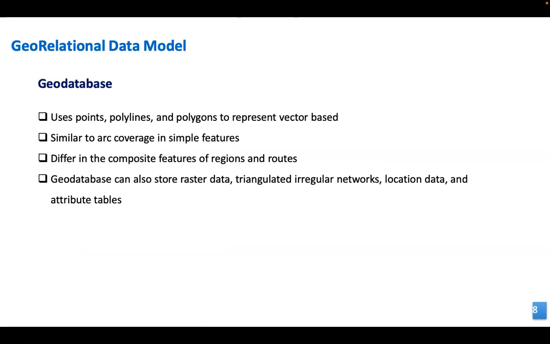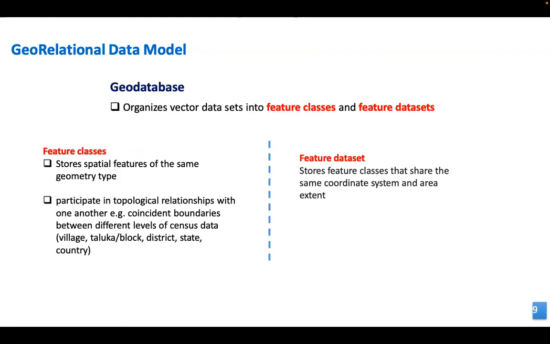The geodatabase uses point, polyline and polygon to represent vector data, similar to an ArcInfo coverage in a simple feature, and differs in the composite features of region and route. The geodatabase can also store raster data, triangulated irregular networks, locational data, and attribute tables. The geodatabase organizes vector datasets into feature classes and feature datasets. So what are feature classes and feature datasets?